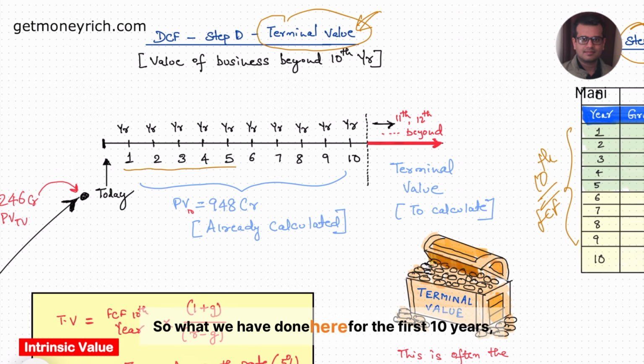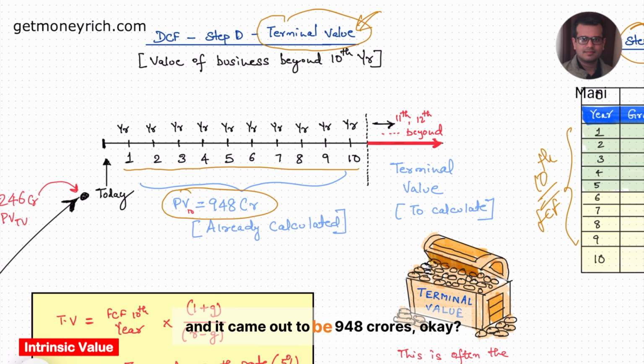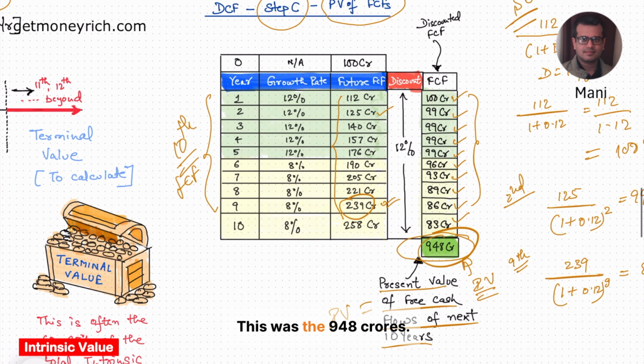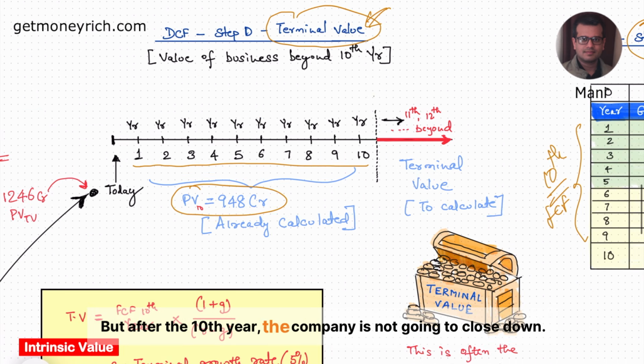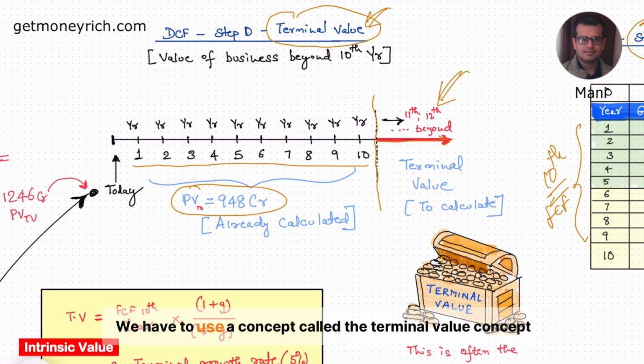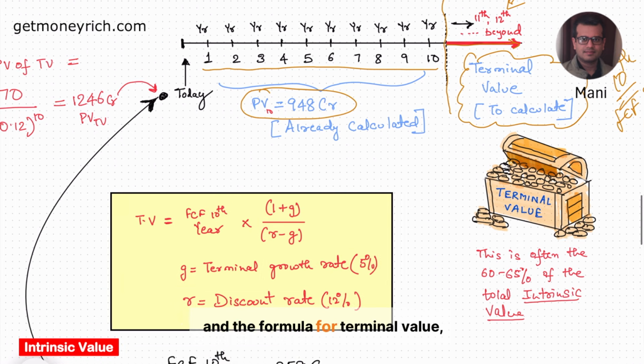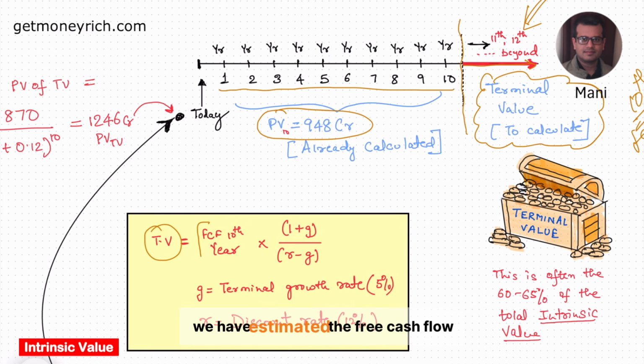So what we have done here, for the first 10 years, we have calculated the intrinsic value and it came out to be 948 crores. But after the 10th year, the company is not going to close down. It is going to operate and it will generate some free cash flow. We have to use the terminal value concept, and for the formula for terminal value, we have estimated the free cash flow for the 10th year of the company.